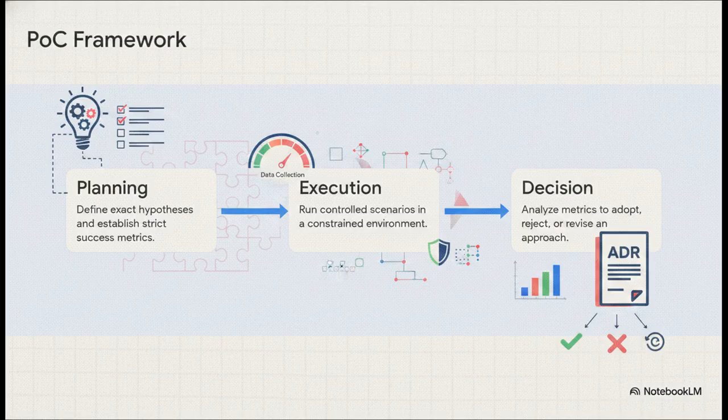To pull this off, the researchers propose a really lightweight, three-phase framework. Step 1 is planning. This is where you define your exact hypotheses, identify your stakeholders, and establish strict success metrics. Step 2 is execution. You run controlled scenarios in a constrained environment. And remember, this isn't to build a product, it's just to gather data. Step 3 is decision-making. You analyze those metrics to adopt, reject, or revise an architectural approach. And crucially, this yields a recorded architecture decision record, or ADR.